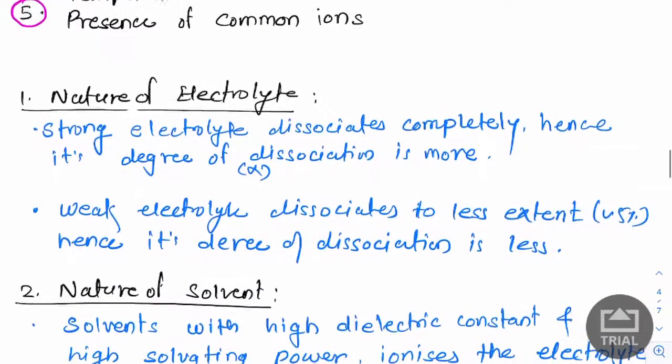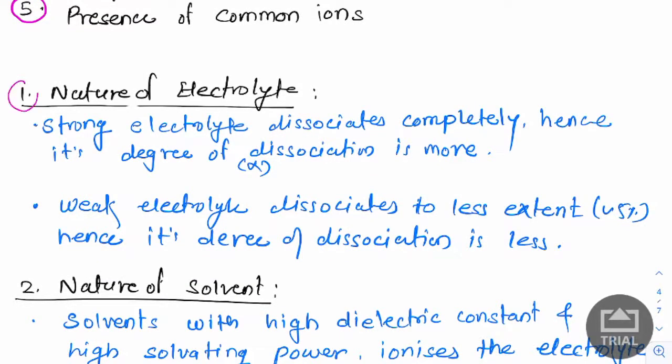First factor, nature of electrolyte. A strong electrolyte dissociates completely, hence its degree of dissociation, alpha, is more as compared to a weak electrolyte. A weak electrolyte dissociates partially, to a lesser extent, around 5%. Hence, its degree of dissociation is less.